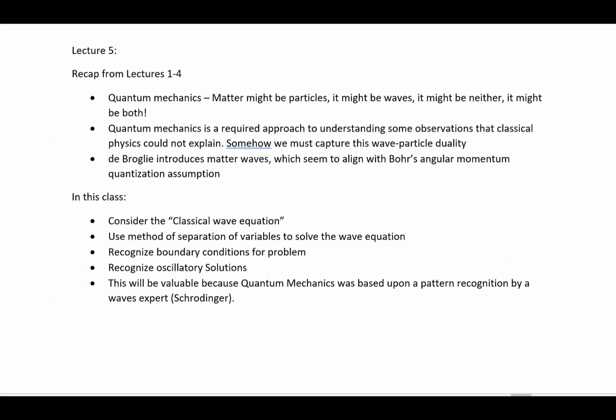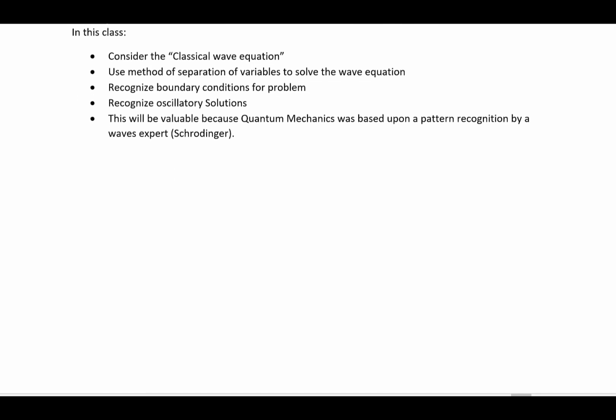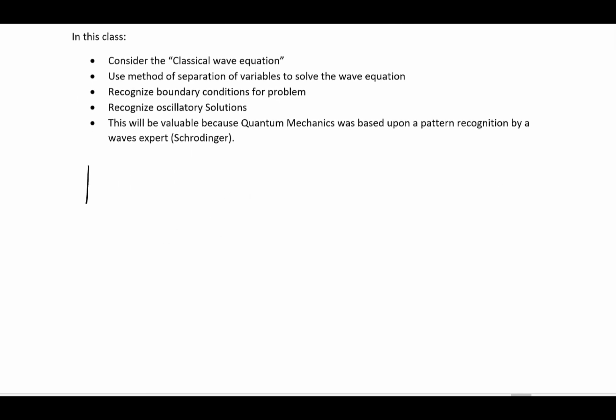So welcome back. We've talked about the recap from lectures 1 to 4 and what we're going to cover in this class. So let's start by describing the particular case that we care about. We're going to think about a string that's attached to two walls, and how that string can be plucked, and that the amplitude of the string here is going to be equal to u, and that position is a function of x and of time t.